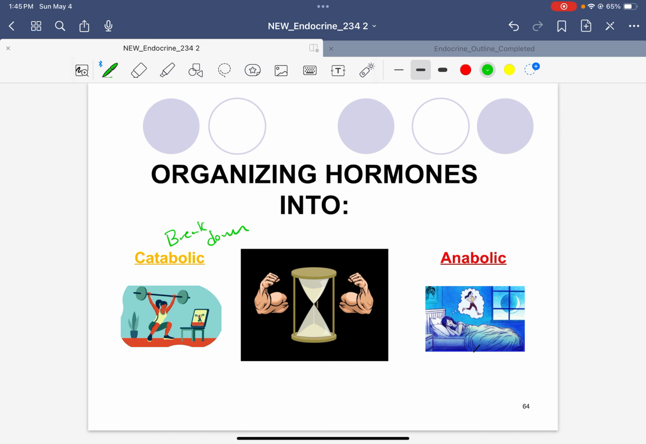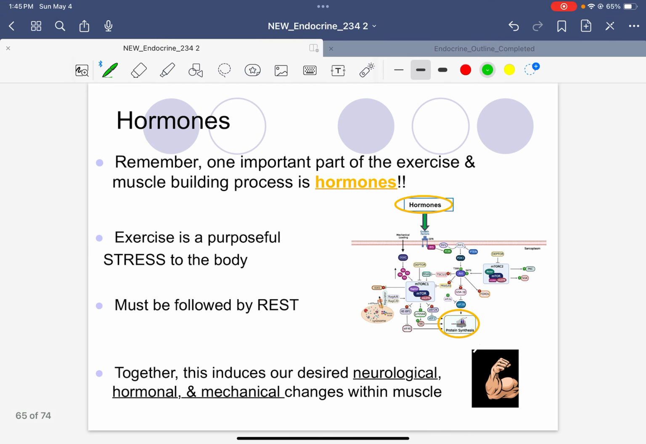When we exercise, don't we want to break down muscles a little bit? That's the stress we want. And then anabolic, after we exercise, when we're resting, we want to have those anabolic reactions to build back what was damaged and build it back stronger. This is an important part of exercise. Remember, exercise is a purposeful stress. What's the goal? You're purposely stressing the body to induce certain changes.